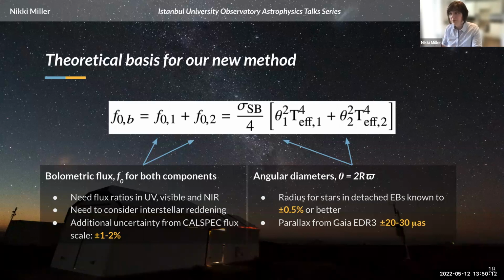Again, for the angular diameters, this is a lot simpler for eclipsing binaries. We simply just need a measurement of the radius for both stars, and this is known to better than 0.5% for the stars that we're looking at. And the parallax as well. This comes from Gaia EDR3 at the moment, but this is only going to improve with subsequent data releases.